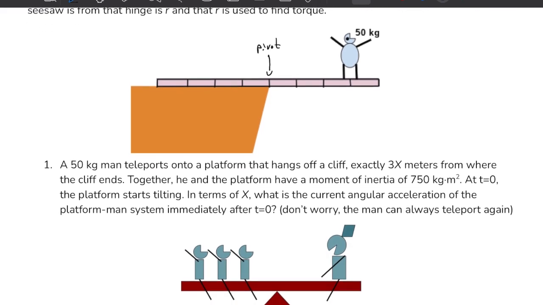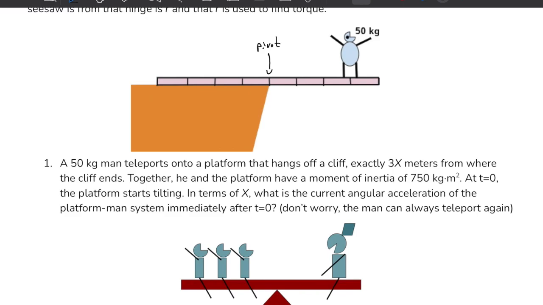Our 50 kilogram guy has a force of gravity 3x over, since they're telling us each one of those planks or sections is an x. So his 50 kilograms is going to give us 500 newtons of force of gravity down at a position of 3x away.